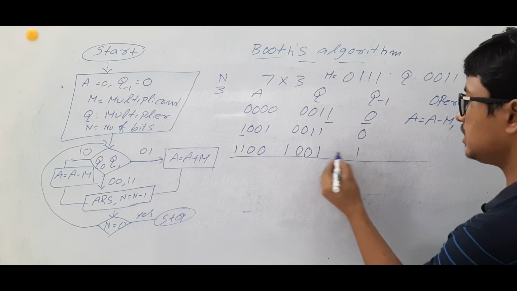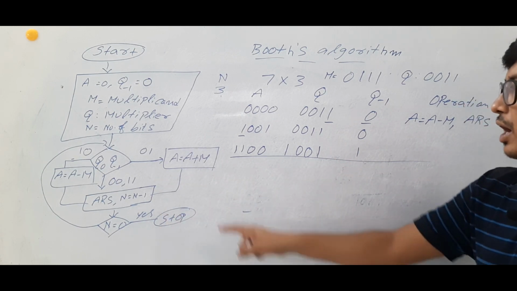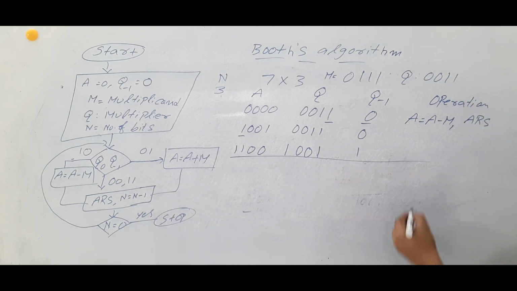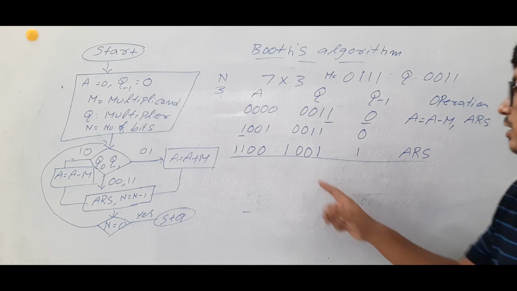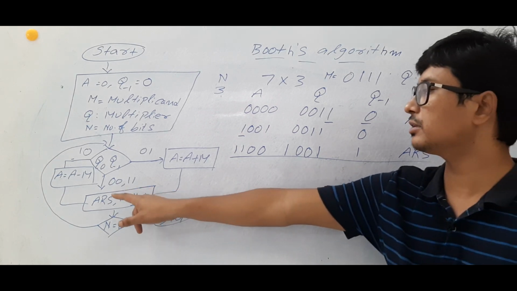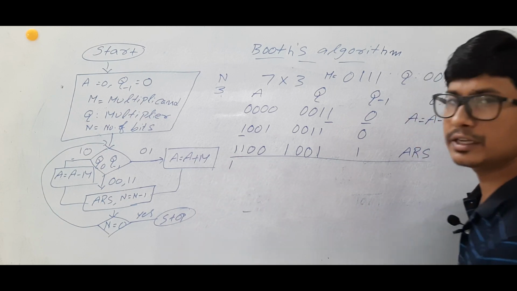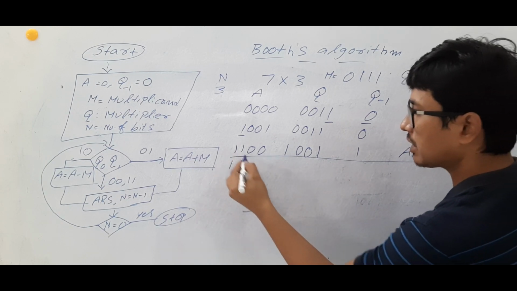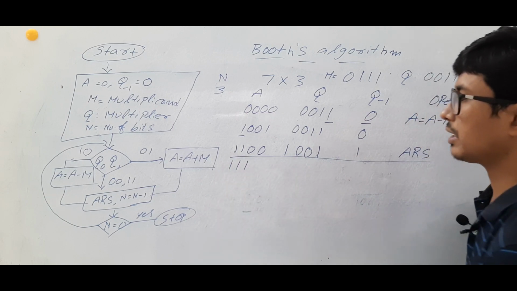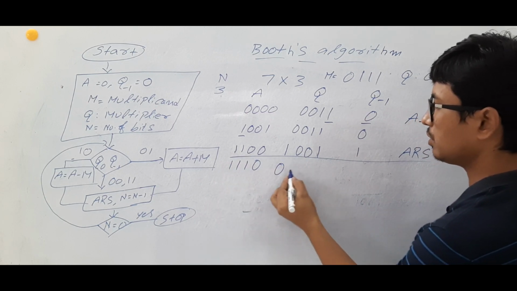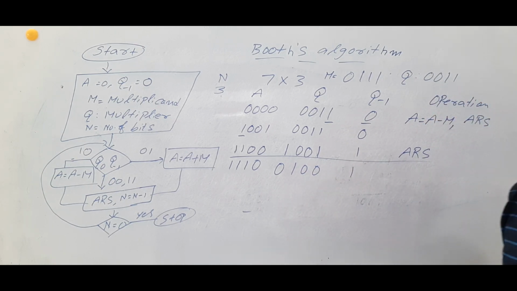Now if you see that 1 and 1 is there, then what do you have to perform? You have to perform directly an arithmetic right shift. Are you able to understand it or not? So if you perform the arithmetic right shift again, it is 1. This one will come here, and this one will come here. 0, 0, 1, 0, 0, 1. Are you able to understand it or not?